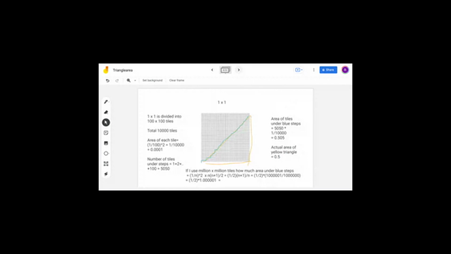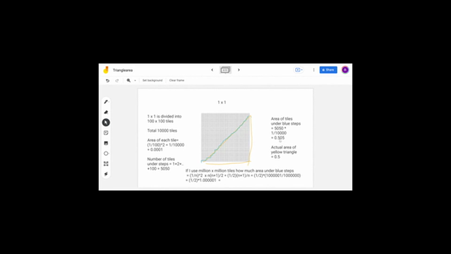Sir, how much is that? 0.505, sir. Exactly, 0.505. Okay. So by dividing a square into 100 by 100 tiles, that is 10,000 tiles, we get approximately the area of the triangle to be 0.505.